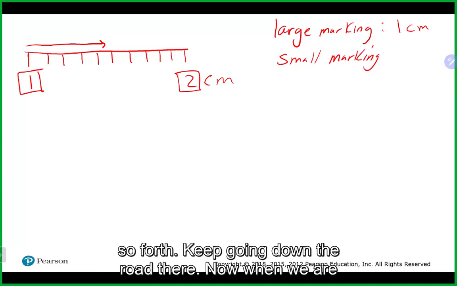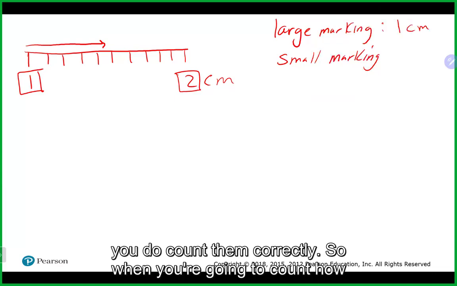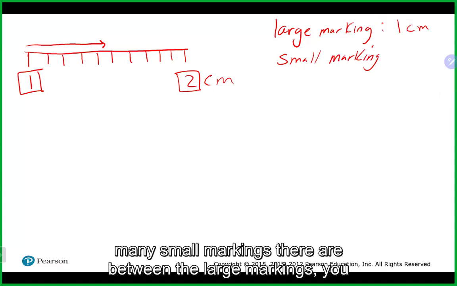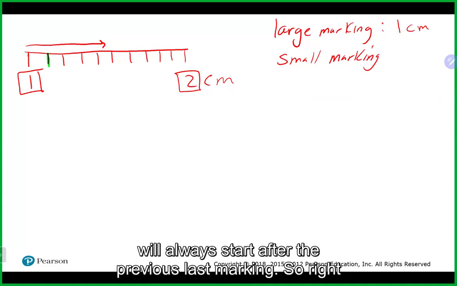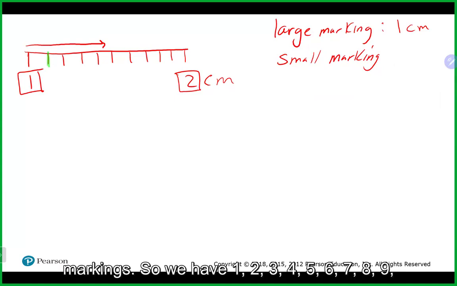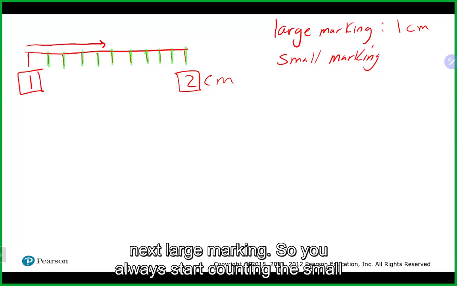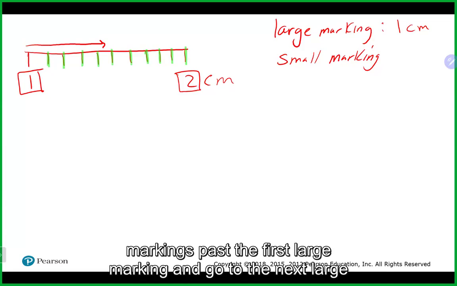Obviously, if I kept drawing my ruler, we'd have 3, 4, 5, 6, and so forth, keep going down the road there. Now, when we are counting our small markings, it's important to make sure that you do count them correctly. When you count how many small markings there are between the large markings, you will always start after the previous large marking. So right there is where we would start counting our smaller markings. So we have 1, 2, 3, 4, 5, 6, 7, 8, 9, and 10. We stop counting the smaller markings once we hit the next large marking.